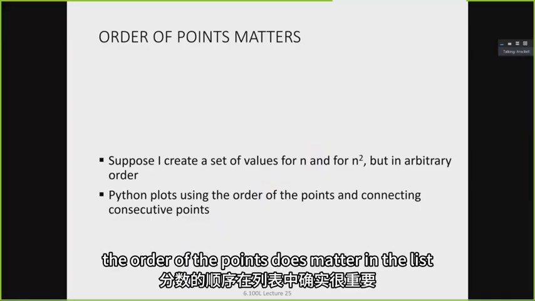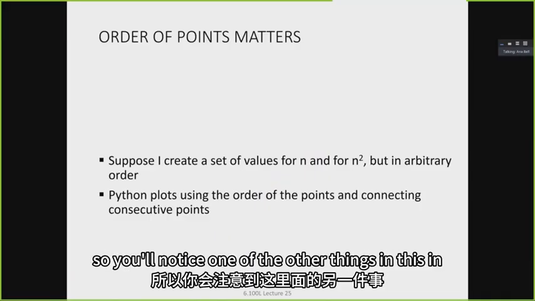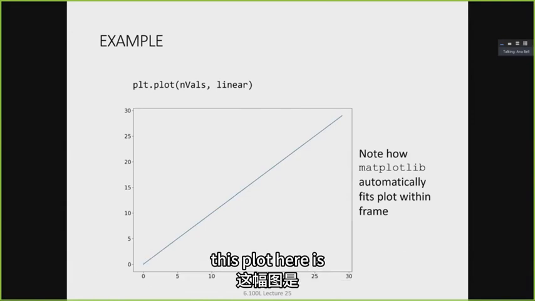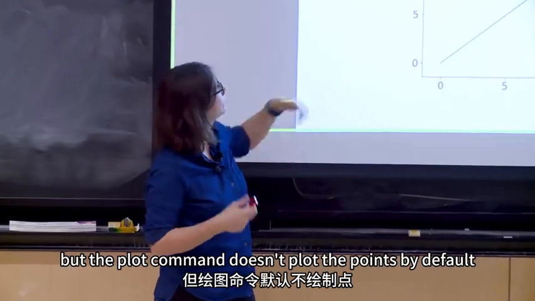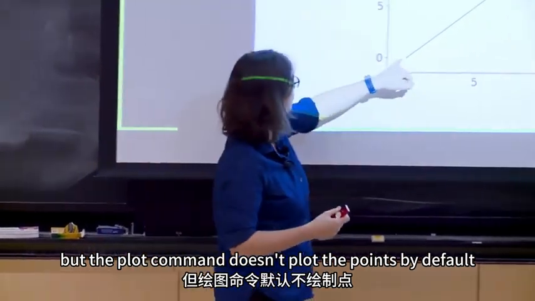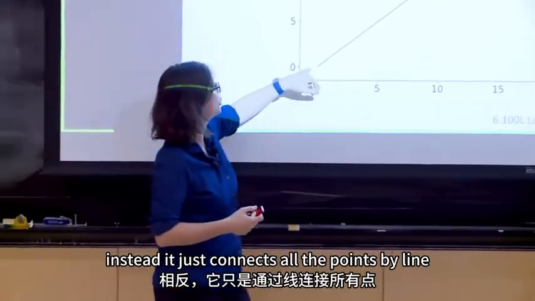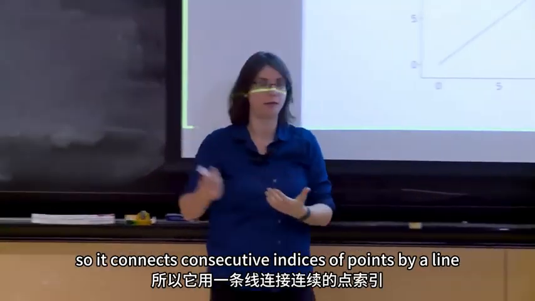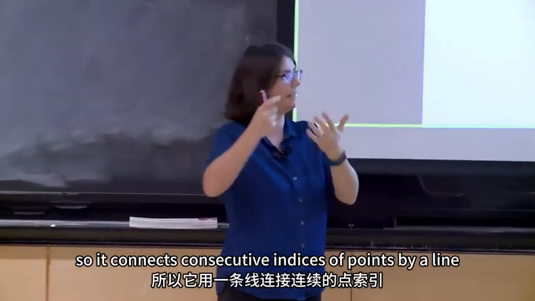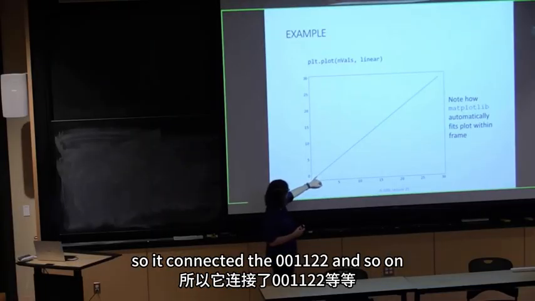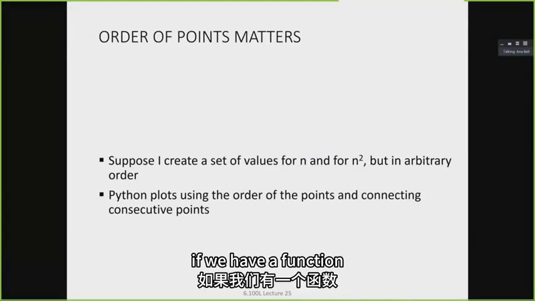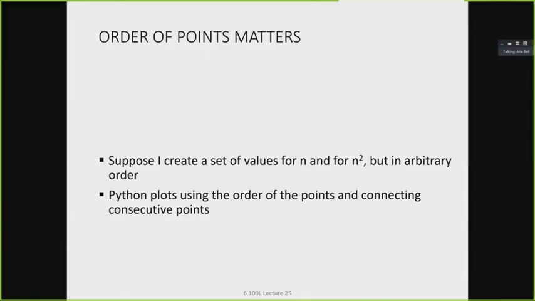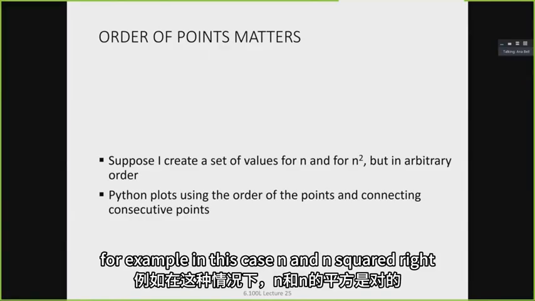The order of the points does matter in the list. So you'll notice one of the other things in this plot here is we gave it actual points that it needed to plot. But the plot command doesn't plot the points by default. Instead, it just connects all the points by line. So it connects consecutive indices of points by a line. So it connected the 0, 0, 1, 1, 2, 2, and so on. So the order of the points does actually matter. If we have a function, for example, in this case, n and n squared, right?